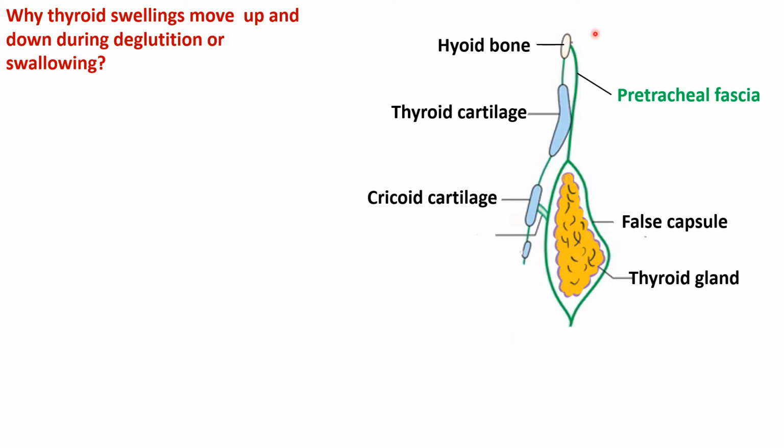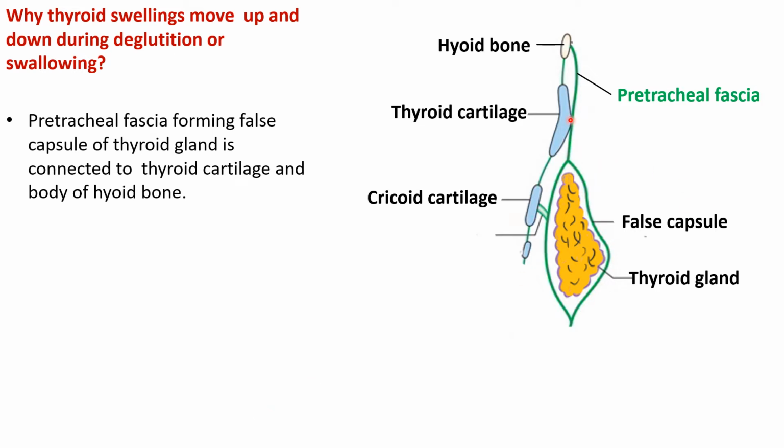So here if we look at this diagram, we can see this is a sagittal section. We can see this is the thyroid gland enclosed in its fibrous capsule, that is the false capsule here. And we can see here the hyoid bone, thyroid cartilage, cricoid cartilage, and the first cartilaginous ring of the trachea. Now if we trace this pretracheal fascia upwards, right? Here it has split to enclose the thyroid gland, and it is present as a single layer, but when we trace it upwards, it is attached to the thyroid cartilage and to the body of the hyoid bone.